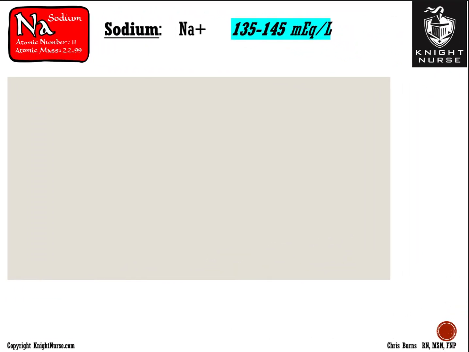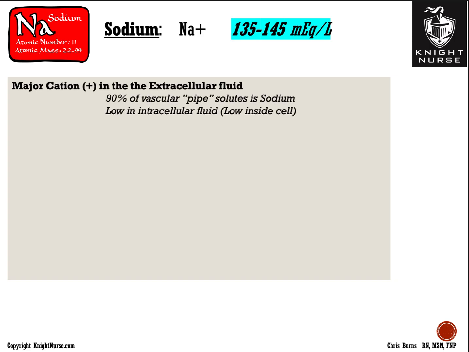So let's talk about sodium. Normal level is 135 to 145 milliequivalents per liter, and it's the major cation in the extracellular fluid. 90% of the solutes in the vascular pipes is sodium. So it's the big guy on the block that's causing this osmotic sucking pressure we're talking about. It's very low inside the cells. Functions: volume control, maintains hydrostatic pressure, keeps the fluid in the pipes, and that keeps blood pressure.